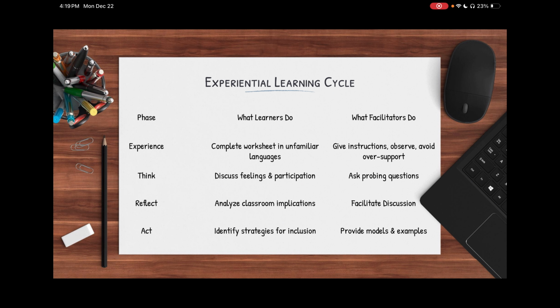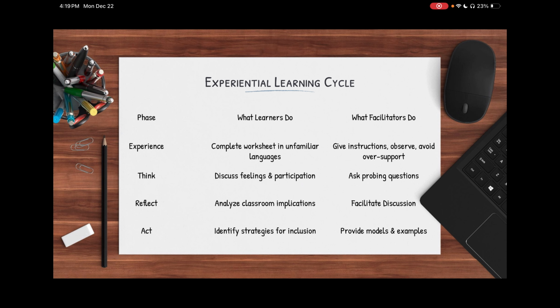And here I have the experiential learning cycle, and this is kind of what we did. I have in the first column our phases listed, in the second is what the learners, you guys watching, did, and in the third column is what I did throughout the presentation. For the first phase, we experienced and completed a worksheet in an unfamiliar language, and then we moved on to the next phase where we thought about it. We discussed those feelings, and we saw how this could correlate with student participation throughout the year. And then we reflected on it in the third phase.